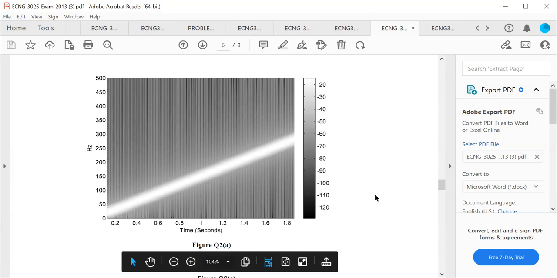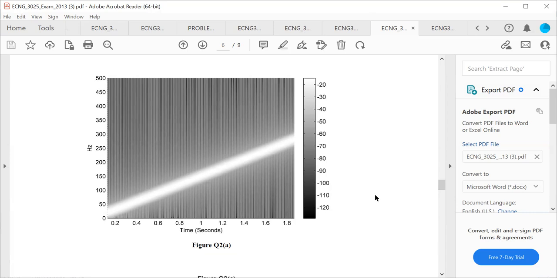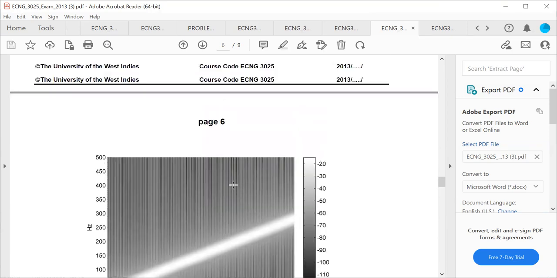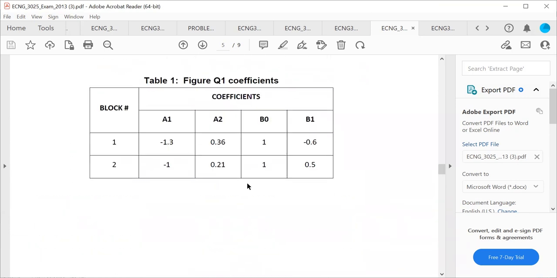The question asks, what could you say about that signal? This is a signal whose frequency content increases uniformly with time. It's a straight line increase. So as time goes on, the frequency increases. In fact, we have signals like that, we call them chirp signals. So it starts low and it goes up to a high frequency. You can even get it from some of the oscillators that we have in the lab.